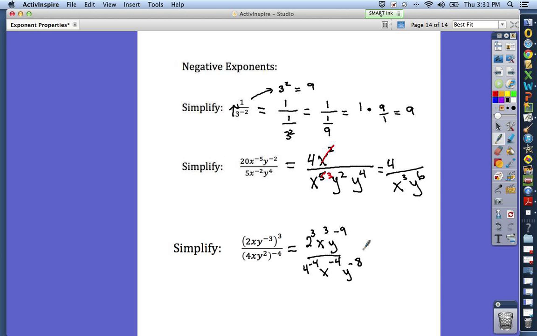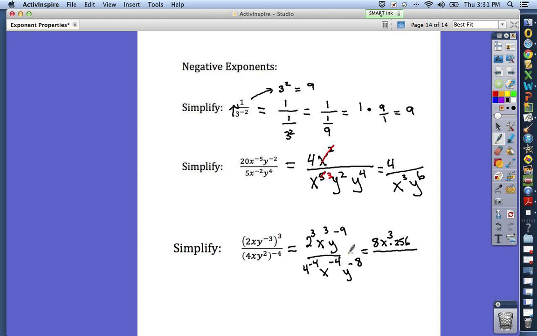Now keep in mind, this is not the only approach to this problem. We could have approached it slightly differently, moving this whole thing up top, but that's the way I chose to do it. 2 to the 3rd power, we know, is 2 times 2 is 4 times 2 is 8. We have x to the 3rd up here, so we'll leave it since it was a positive power. Everything else is a negative power, so we'll have to shift it. So this 4 to the negative 4th power, well, 4 to the 4th is 256, but it'll have to come up to the top.